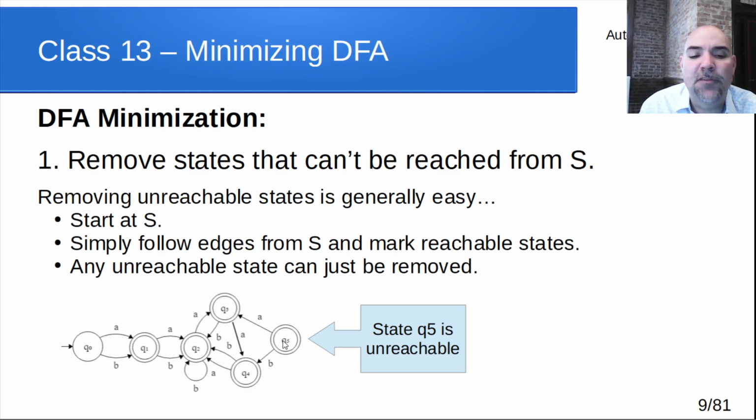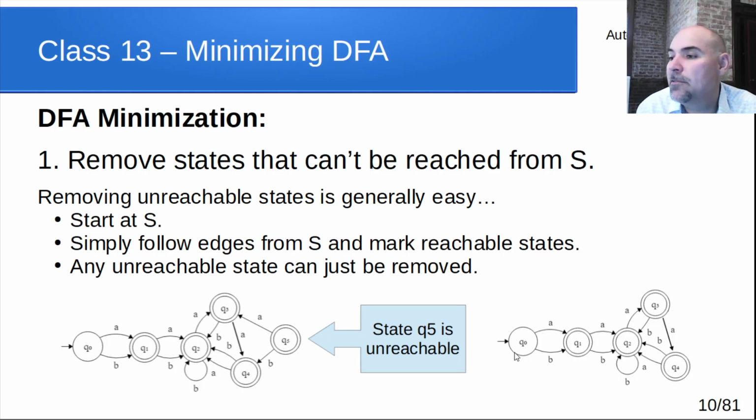So since Q5 is unreachable, we could just get rid of it. So we just deleted it, erased it, any edges that came from it or went to it. And it could be there's more than one state. We could have a whole cluster of them over here that were unreachable from S. Just get rid of all of them and all of their edges too. So now we're left with this.